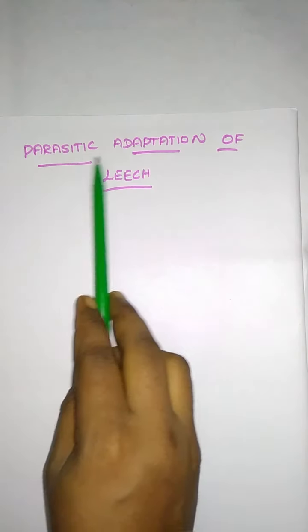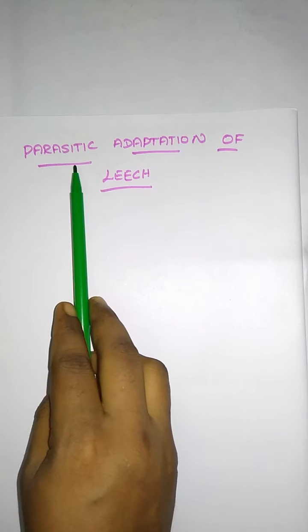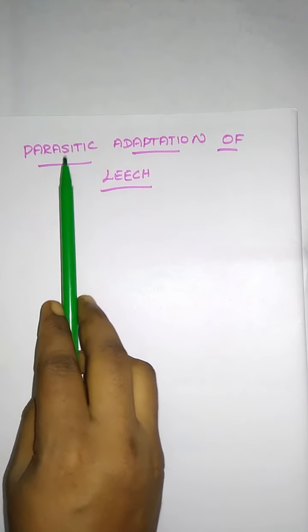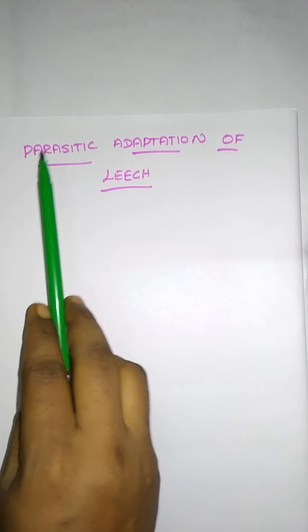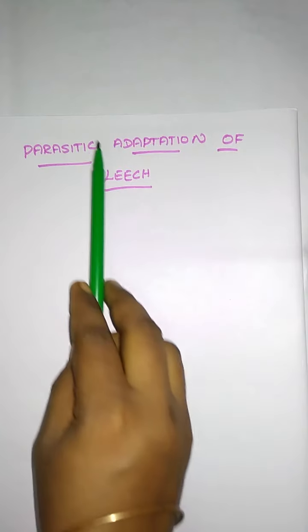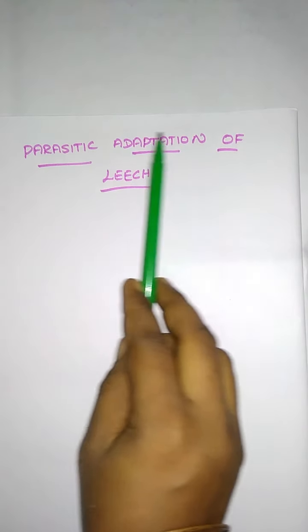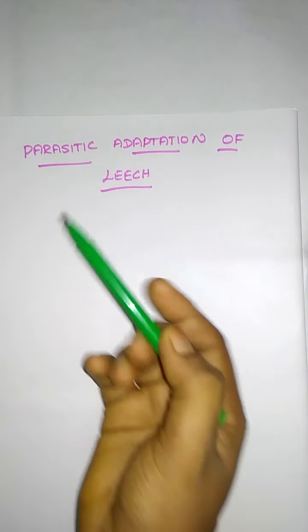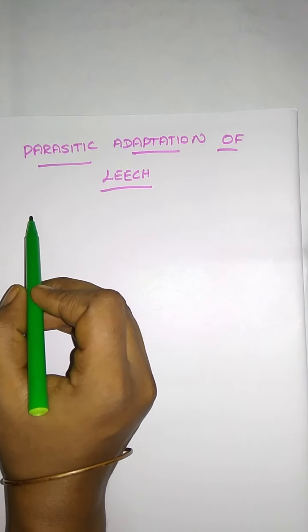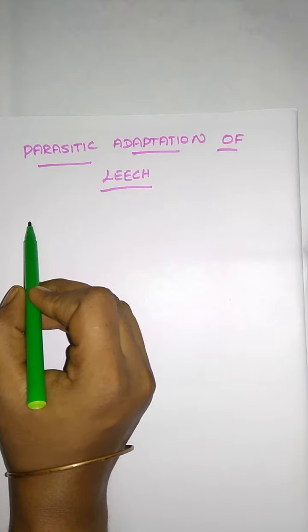And here the last topic we are having is the parasitic adaptation of a leech. Here, parasitic adaptation means, we already said that a leech is an ectoparasite. Write that down: ecto means outer, and a parasite means it adapts to the host body. Here we are going to see how the leech attaches to the body and how it sucks blood.